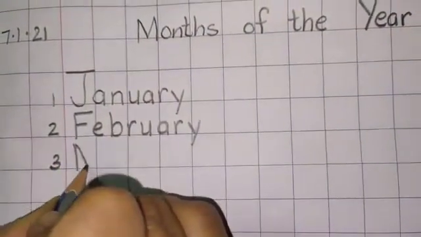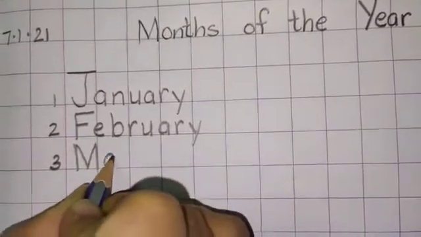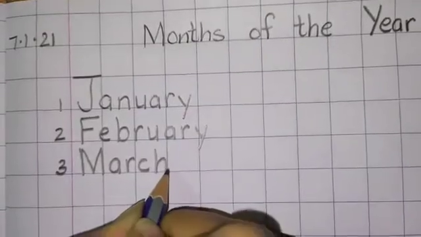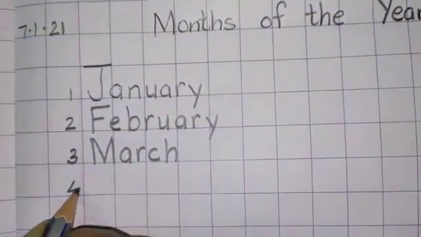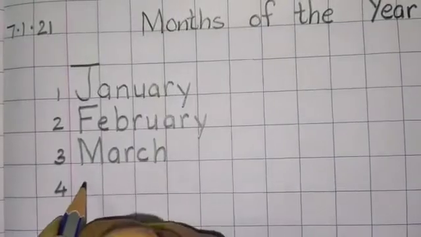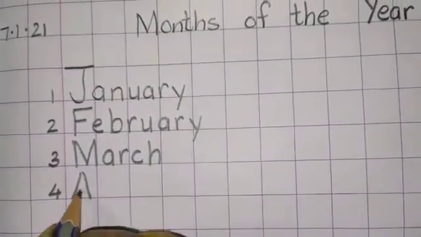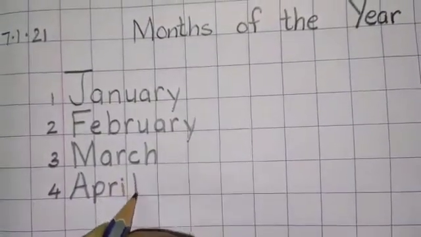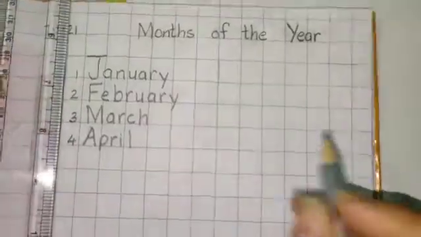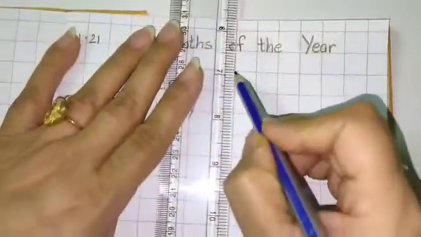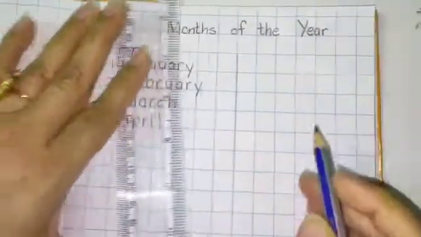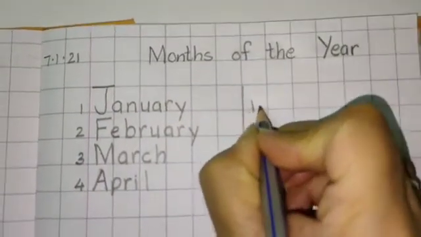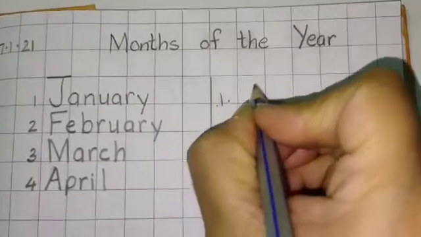Capital M A R C H, March. Number 4, fourth month of the year. Capital A P R I L, April. Now we will make 1 line in the center of the page like this and we will write it 1 more time. So we will write number 1, that is first month of the year.